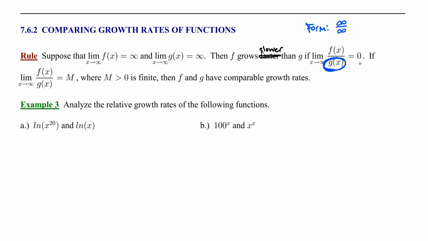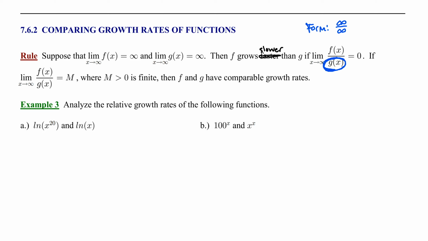We could also flip that around and say f grows faster than g if the limit of this ratio is infinity. So if you learn the logic there, you learn to understand those limits, then you won't even have to memorize this rule. Now here's where it gets interesting. If the limit as x approaches infinity of the ratio of f divided by g is m, where m is a positive number and it's finite, then f and g have comparable growth rates, and that limit m is going to tell us how those growth rates relate to each other.